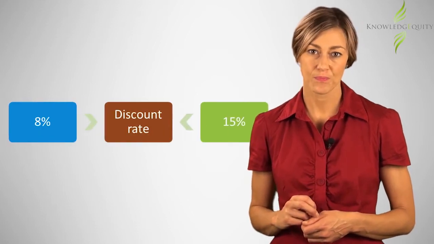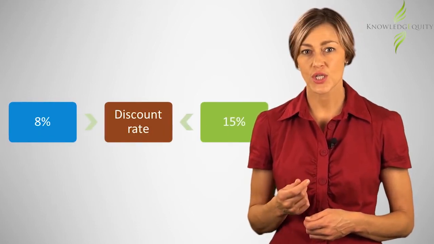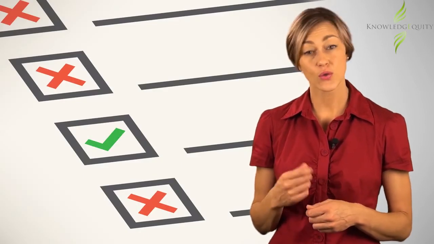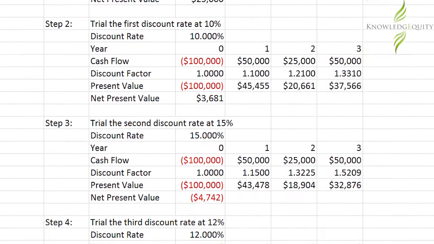If these two projects were being assessed together by the same organisation, we would know that the discount rate must be between 8% and 15%. In this situation, we could use the trial and error approach or a financial calculator or spreadsheet to determine the actual discount rate.